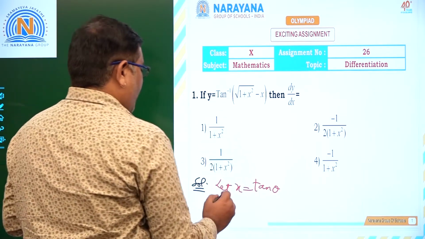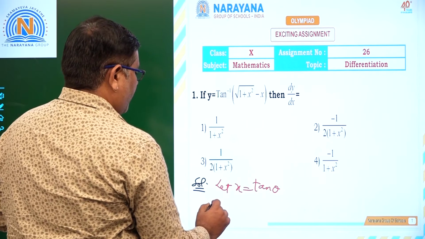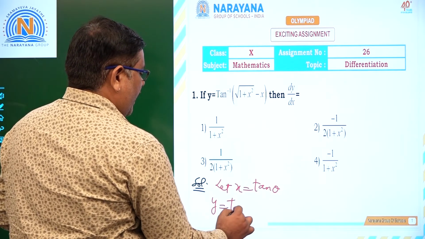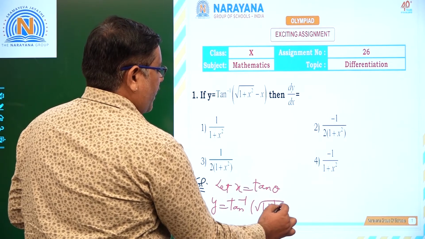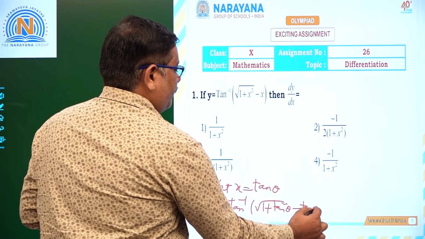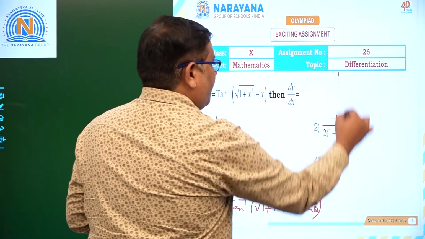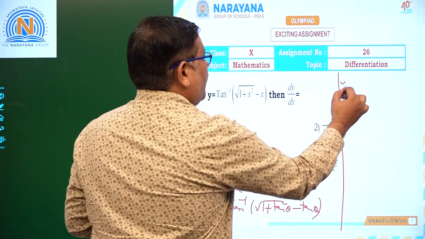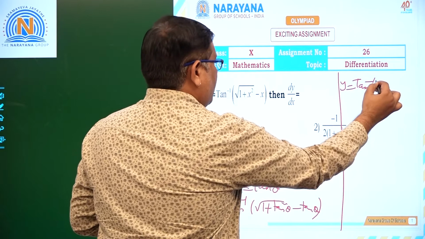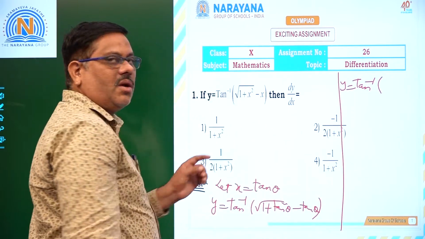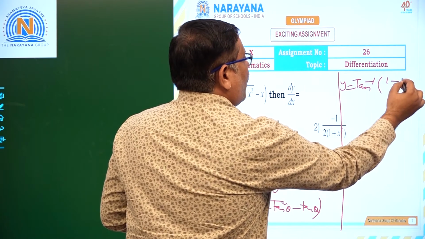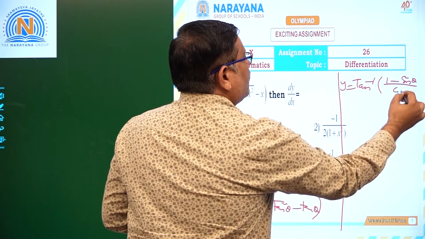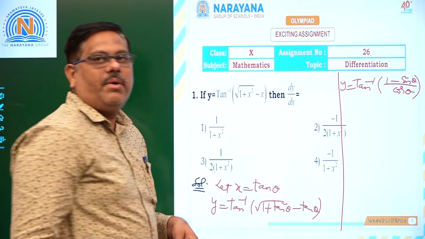Next, y will become tan inverse of root over 1 plus tan square theta, minus tan theta. So again if I write further, my y is going to be tan inverse of under root of 1 plus tan square theta, which as I told you is secant theta. Secant theta minus tan theta is nothing but 1 minus sin theta by cos theta.